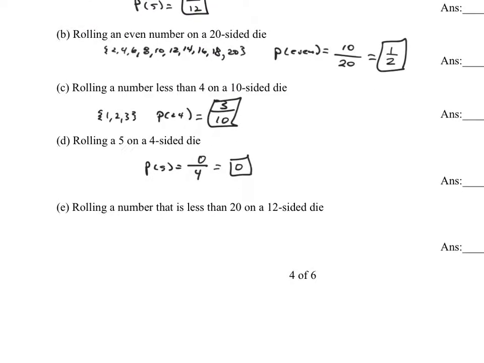How about rolling a number less than 20 on a 12-sided die? Well, we want to think about what's the probability of getting less than 20 on a 12-sided die. There's 12 sides total. How many of those sides are less than the number 20? Well, all 12 of the sides are a number value less than 20, so that's 12 over 12, which is a probability of 1, again indicating that this must occur.